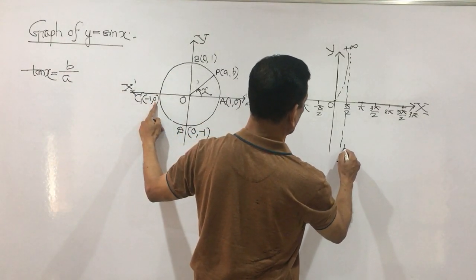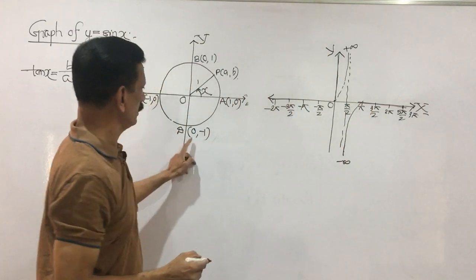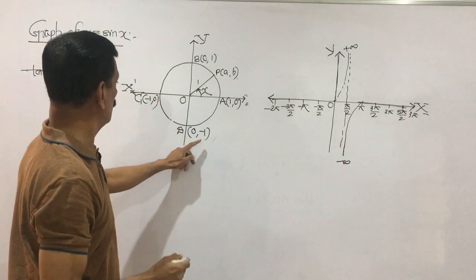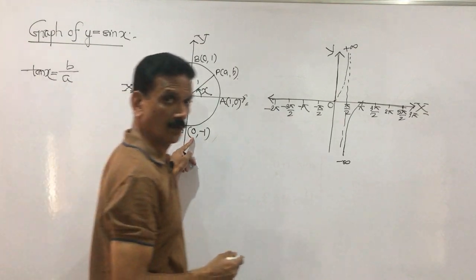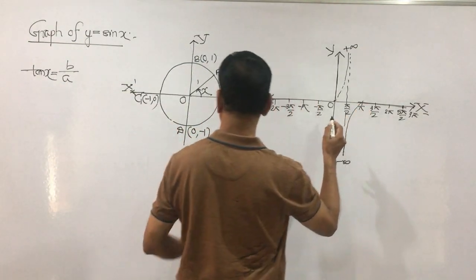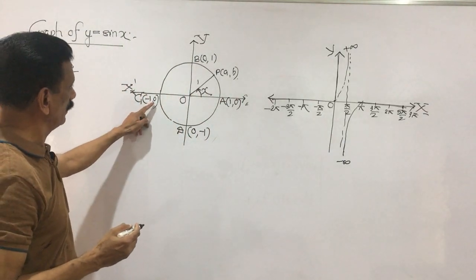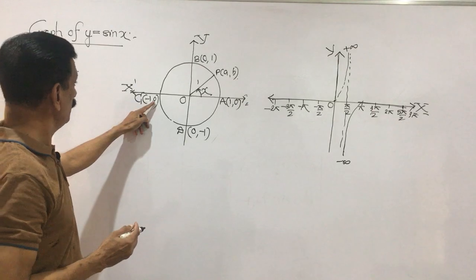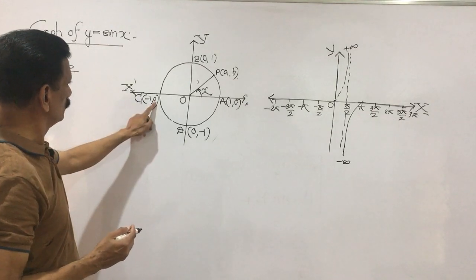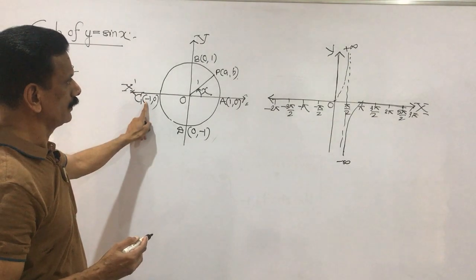So, see here you are getting this curve here. And when it goes here, again what you are getting? So, b by a means minus 1 by 0, means what you are getting? It becomes my infinity. So, see here, at pi, what value are you getting here? B by a means 0 by minus 1, 0 you are getting.